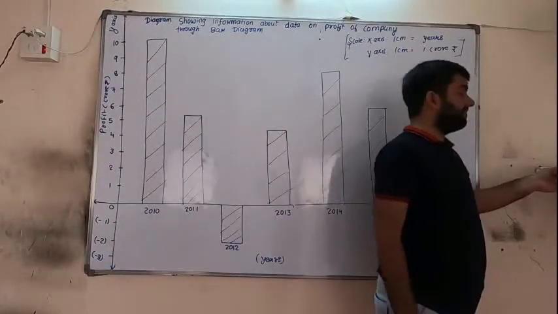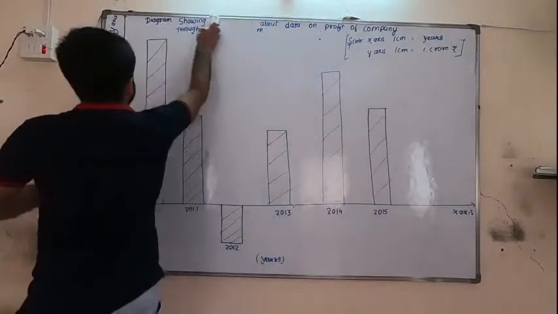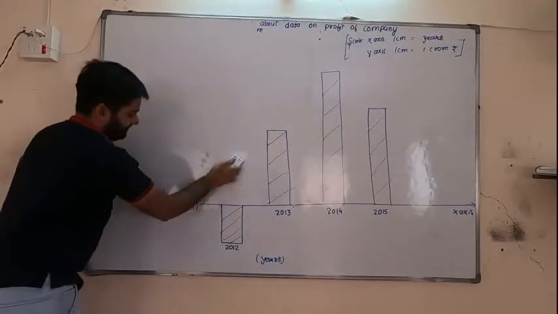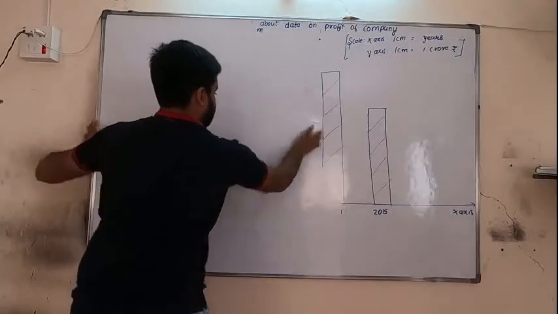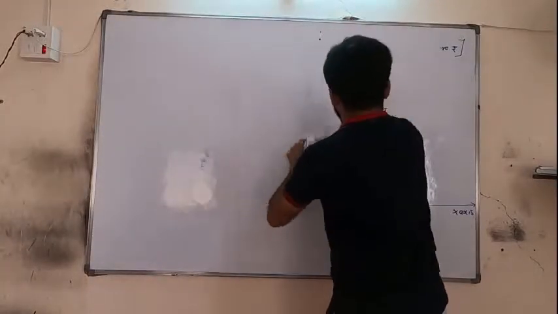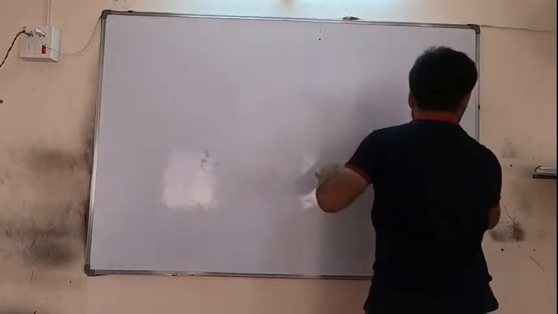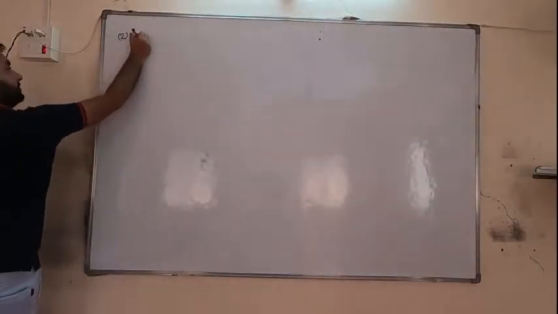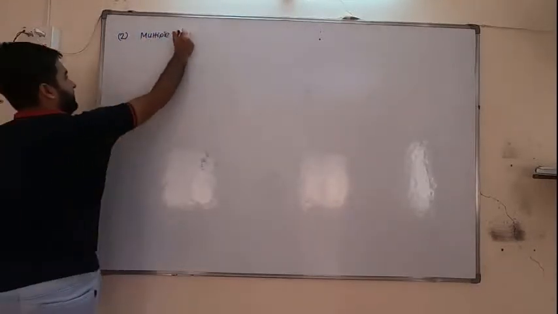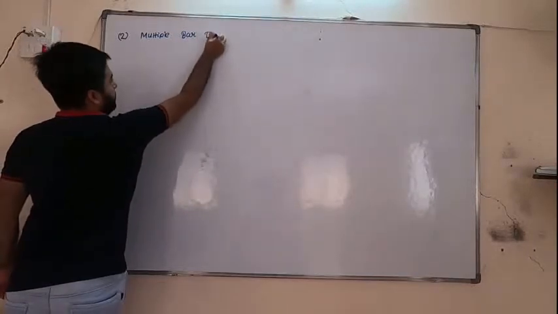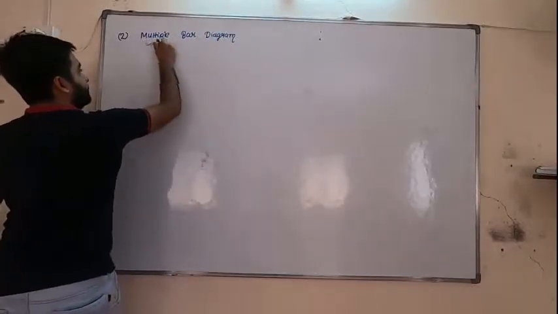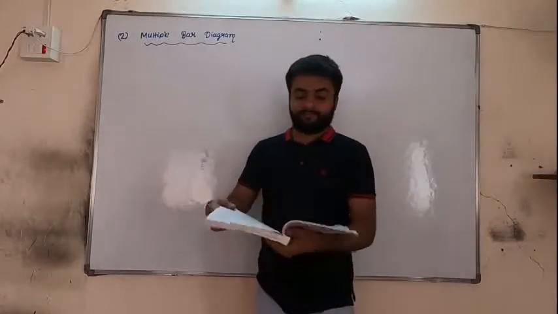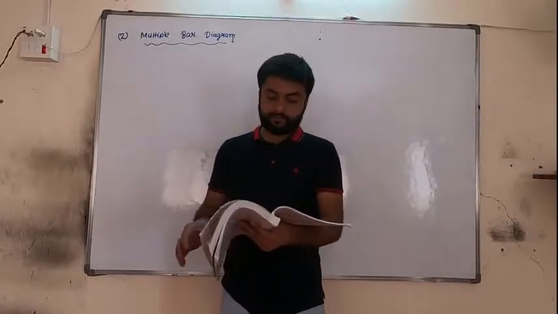Now we are going for the second type, that is the multiple bar diagram. Again, in your notebooks you will write, not in the graph book. So friends, take your notebooks, write number 2, multiple bar diagram. Now in our textbook, page number 45.